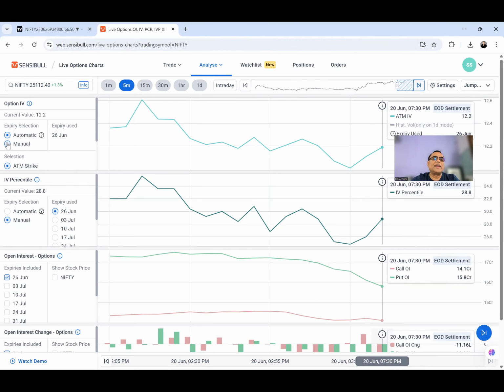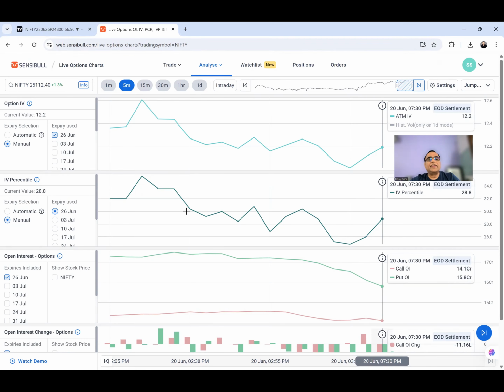So what I do is I manually select the expiry which I am trading. So I was trading 26th June expiry on Friday. So I selected 26th June, and IV percentile also I selected. Now, what is IV percentile? IV percentile tells a relative picture for that particular option.